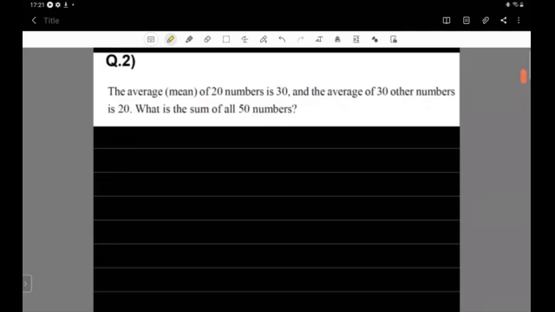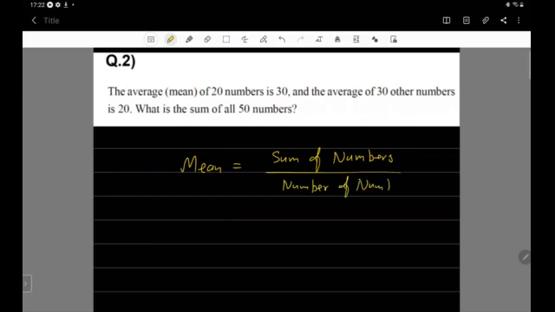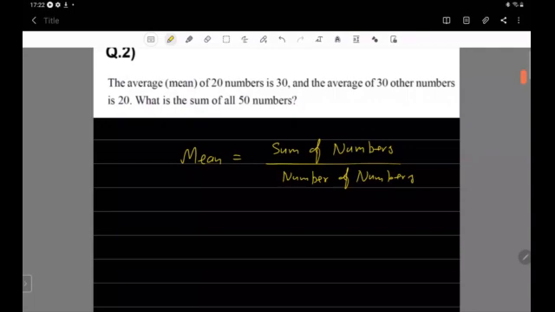The average of 20 numbers is 30, and the average of 30 other numbers is 20. What is the sum of all 50 numbers? I would say 100% of you would have got the correct answer, because what is the formula of mean or average? It is the sum of numbers divided by the number of numbers. So the mean of 20 numbers is 30. Let's say the sum is S1, and the number of numbers is 20. So that's how you get 600, right?